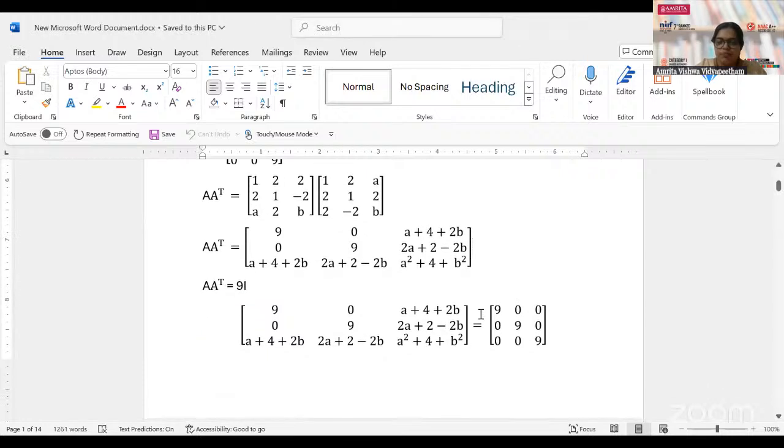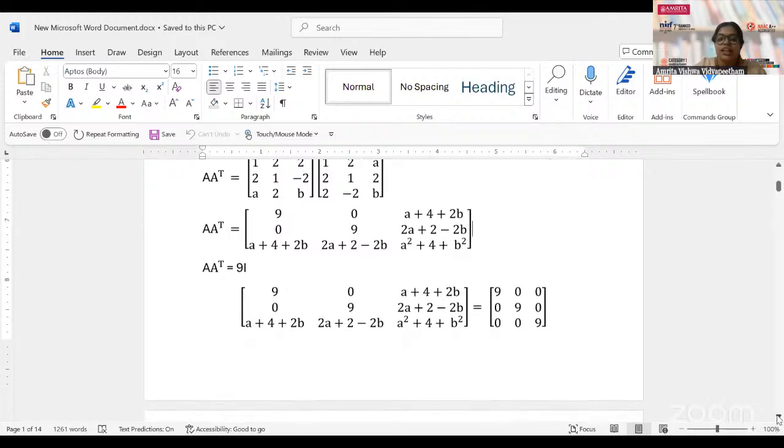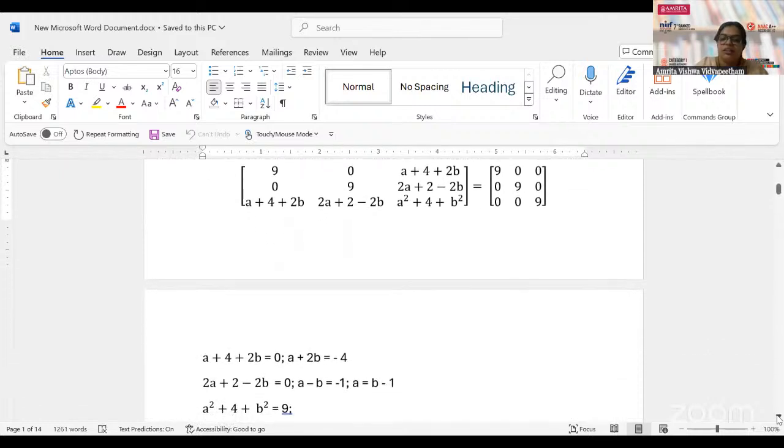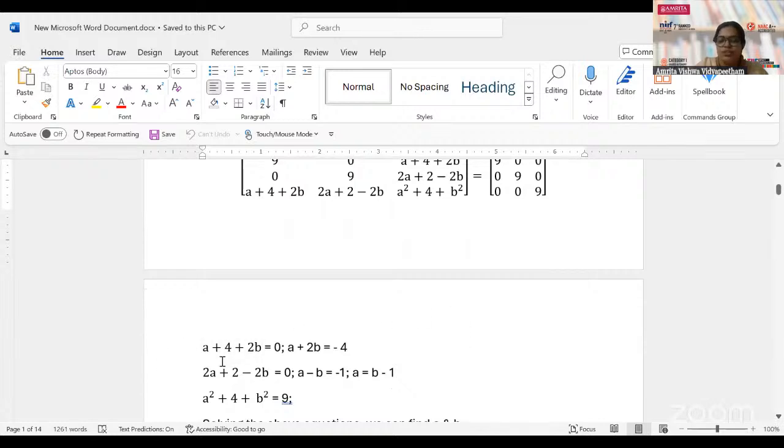Let's say A plus 4 plus 2B is equal to 0. 2A plus 2 minus 2B equal to 0. A square plus 4 plus B square equal to 9. So you can just equate these equations and find the unknown values of A and B. Once you have completed, we are just going to solve these different equations we have formed.